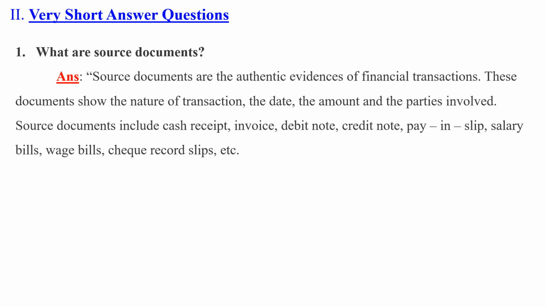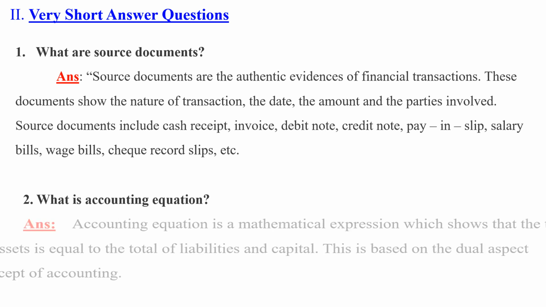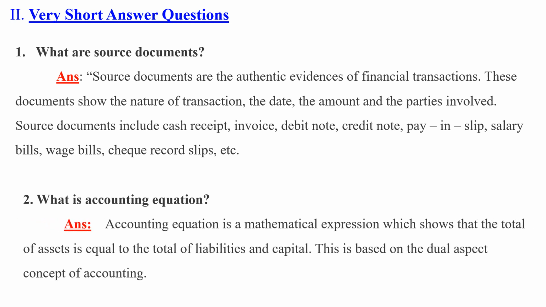So there are 8 very short questions. We haven't completed the remaining questions, but we will write and keep, okay, and you have to learn it. Second question, what is accounting equation? Accounting equation is a mathematical expression which shows that the total of assets is equal to the total of liabilities and capital. This is based on dual aspect concept of accounting.